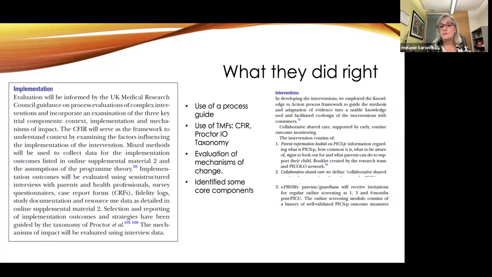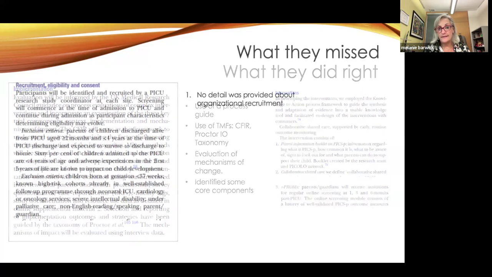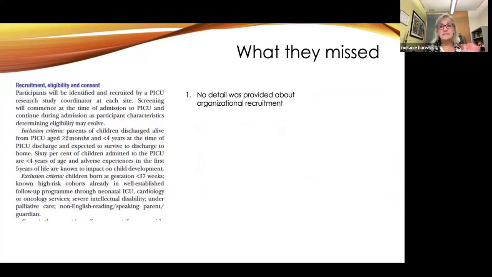They use Proctor's Implementation Outcome Taxonomy, which defines 8 types of implementation outcomes. They are going to study the mechanisms of change. They've identified some of the core components of the innovation. Often that's missing. So you can see on the right where they describe the intervention, they say, if you were to look in the box of what the intervention is, this is what organizations would have to deliver on and put in place. No detail was provided about organizational recruitment again, right?